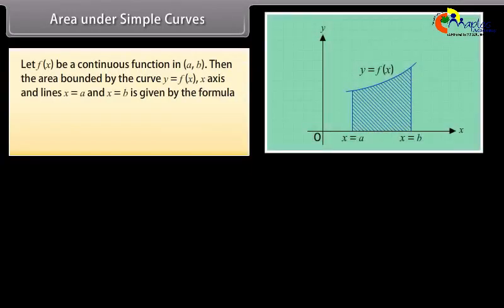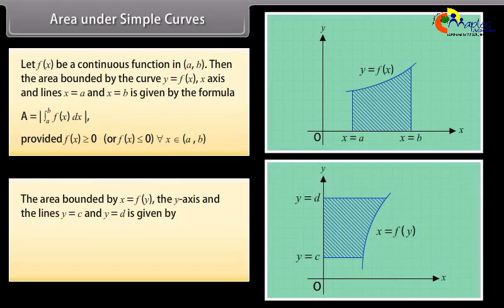Area under simple curves. Let f of x be a continuous function in [a, b]. Then, the area bound by the curve y equals f of x, x-axis and lines x is equal to a and x is equal to b is given by the formula A is equal to modulus of integral from a to b of f of x with respect to x, provided f of x is greater than or equal to 0, or f of x less than or equal to 0 for each x belongs to [a, b].